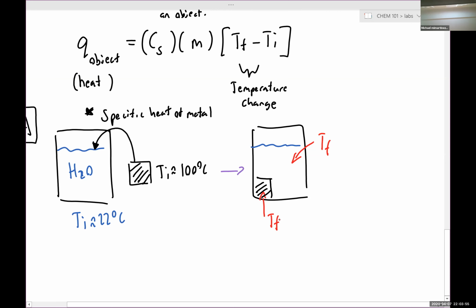Okay. So the reason why there are two different T initials is because the water and the metal are starting off at different temperatures. Then we mix the water and metal together and we allow them to exchange heat. So the T initial in dark ink is the temperature of our metal block. The T initial in blue is the temperature of our water.